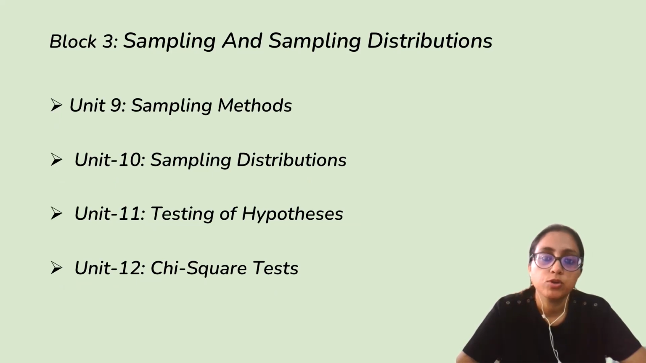And then we'll move on to unit 10, which is about sampling distribution. Sampling distribution is basically the distribution of the sample.